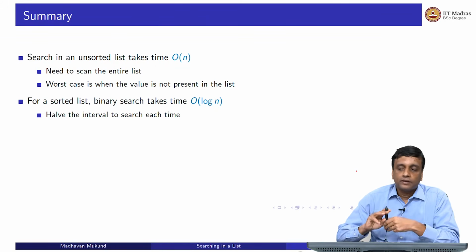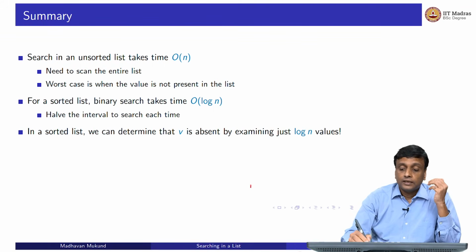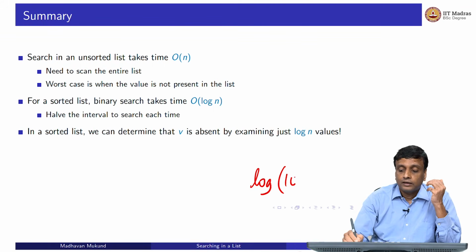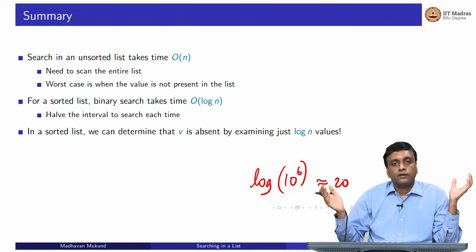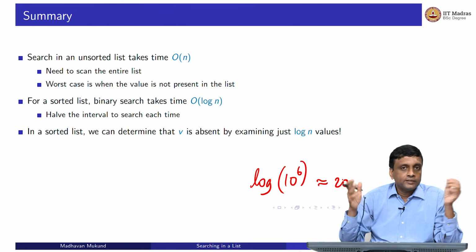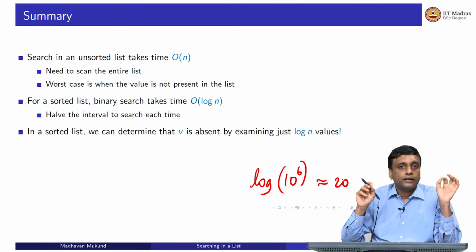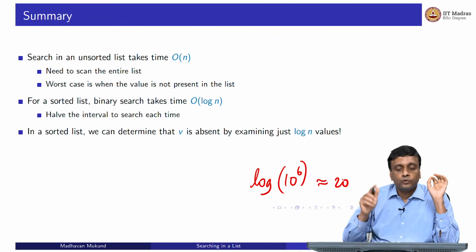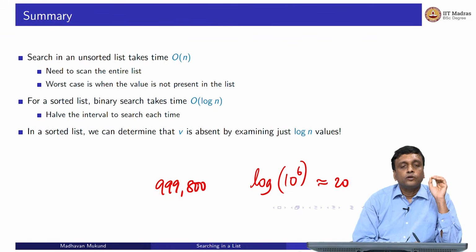So this is really remarkable if you think about it, because it says that log of say 10 to the power 6, right, is roughly 20. So that means if I give you 1 million sorted values and I give you a new value which is not present in this 1 million sorted values, you will only look at 20 of them, right. So 999,980 values you can ignore, right. So this many values can be ignored, right.